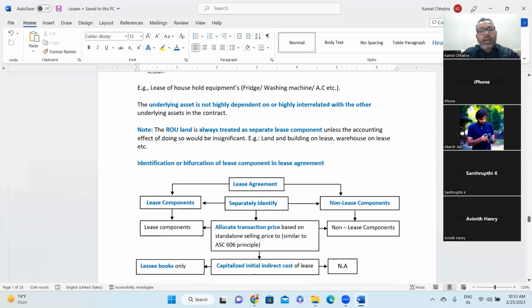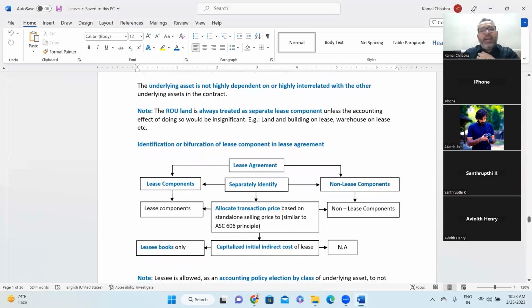Okay. The underlying asset is not highly dependent or highly interrelated with other underlying assets in the contract. Same definition as we discussed in ASC 606. So note over here, the right to use land is always treated as a separate lease component. So this is a thumb rule. Right to use land is always being treated as a separate lease component.